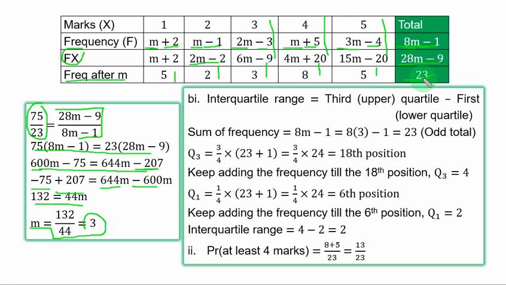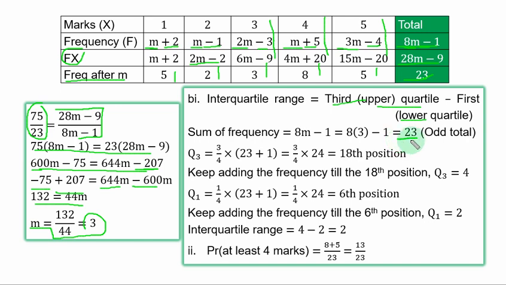B part of the question. Roman figure 1. Interquartile range is simply the third or upper quartile minus first or lower quartile. Here, you need to understand that quartile divides the distribution into 4 equal parts. So we must know the entire value of the distribution, and that is F. So we get sum of frequency, and that sum is 23.